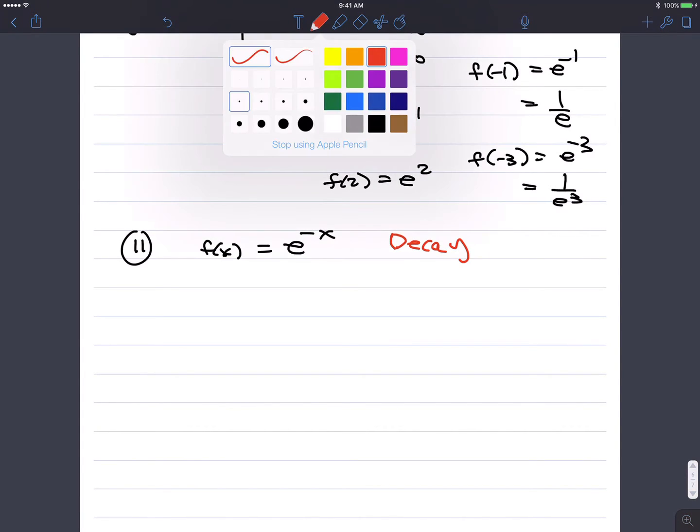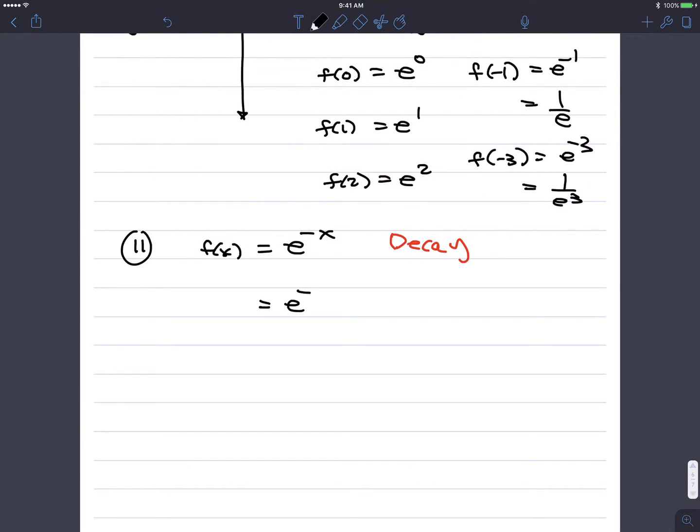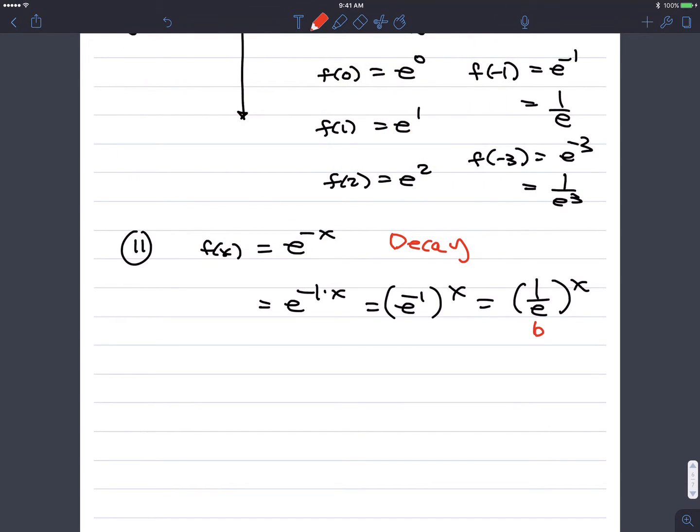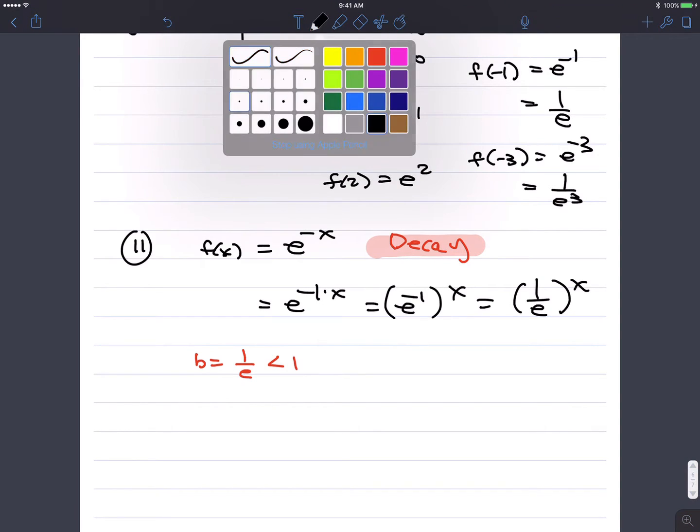Let's do the algebra. Negative 1 times x. Properties of exponentials again. What is e to the negative 1 power? So this is 1 over e to the x power. In other words, this is my base b. If e is about 2.7, which is about 3, then 1 over e is about 1/3, which is smaller than 1. So this base here, ladies and gentlemen, my base being 1 over e, is smaller than 1. So you're right, it is going to be exponential decay. So all we got to do is sketch a decay curve.